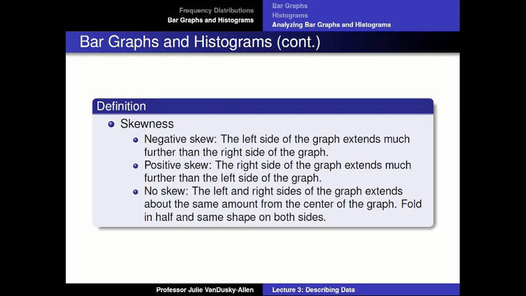The next characteristic of a bar graph or histogram that you have to describe is skewness. If a bar graph or histogram has a negative skew, the left side of the graph extends much further than the right side of the graph. If a bar graph or histogram has a positive skew, the right side of the graph extends much further than the left side of the graph. And if there's no skew, the left and right sides of the graph extend about the same amount from the center of the graph. You could fold it in half and the shapes would be the same on both sides.